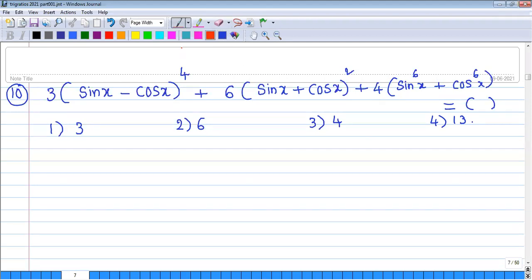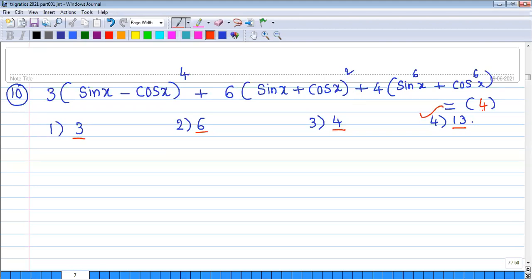Okay, here what is the first option? 3, sir. What is the second option? 6. What is the third option? 4. What is the last option? 13. Any observation is there? 3 is the first one, 6 is 3 plus one, 4 is another addition. The sum of the three numbers is 13. So what will be the expected answer? 13, sir. Yes, that is right.